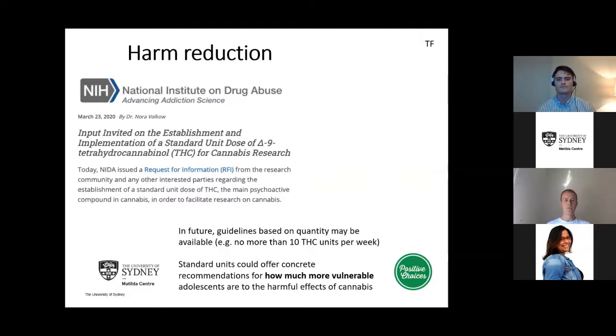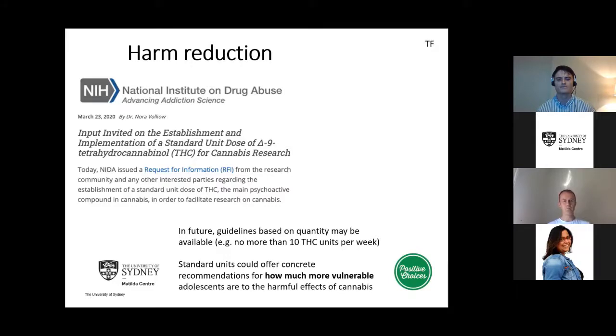Now, the concept of a standard THC unit is moving forwards in terms of NIDA, the National Institute on Drug Abuse. And so it may be that in future there are similar health-based guidelines to those we have on alcohol. For example, you should consume no more than 10 THC units per week. And in order to make these recommendations, we would need to have stronger evidence in order to guide consumers in this way. But thinking back to adolescents, this could be a really good concrete way to give recommendations about how much more vulnerable they are.